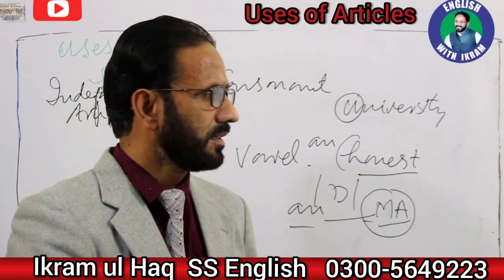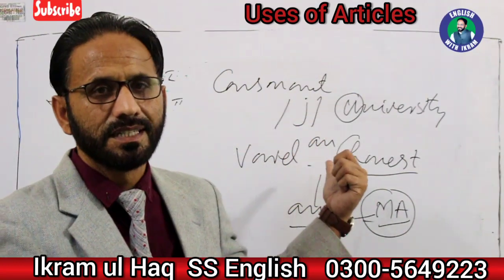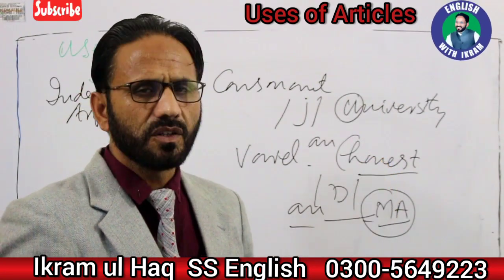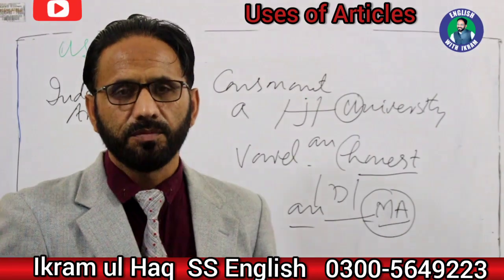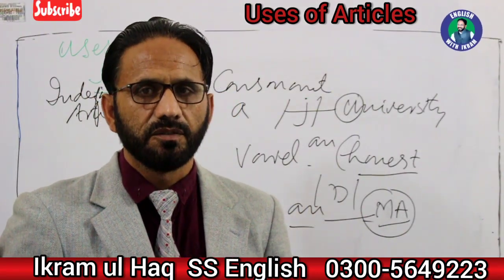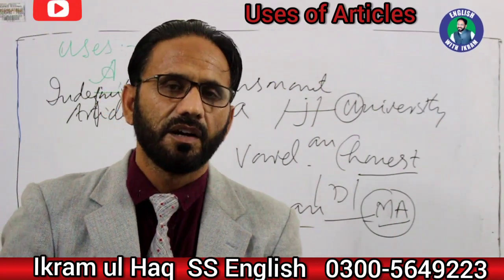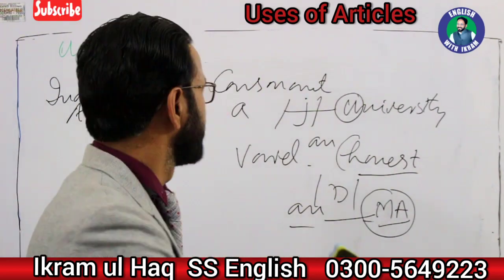I know the symbol. This is the symbol of the initial sound. This is ya sound or ye sound. So this is a consonant sound. That's why we use the article a. I hope now this is clear. If a word starts with a vowel sound, we use the article an, and if a word starts with a consonant sound, we use the article a.